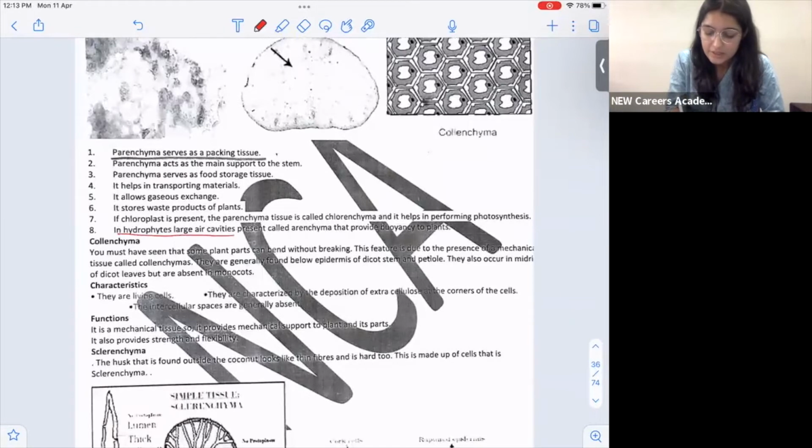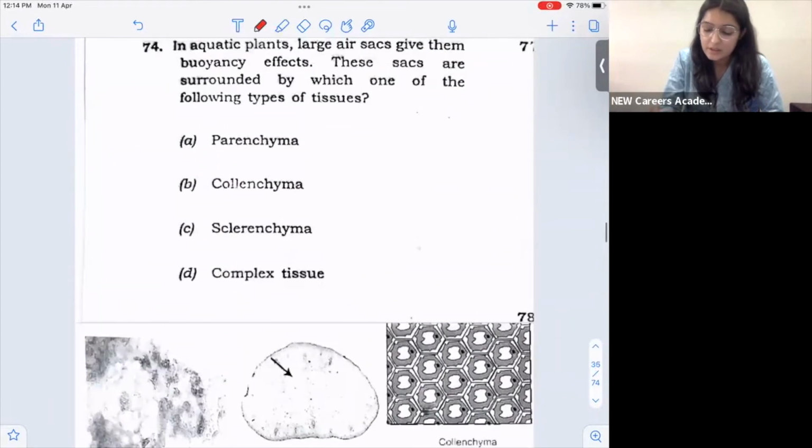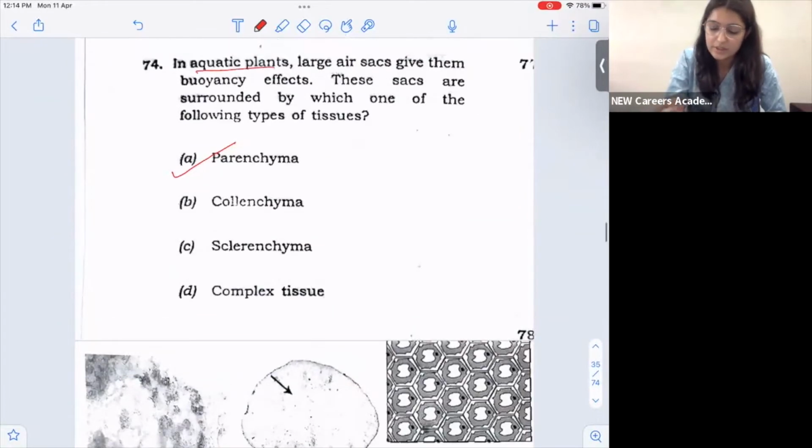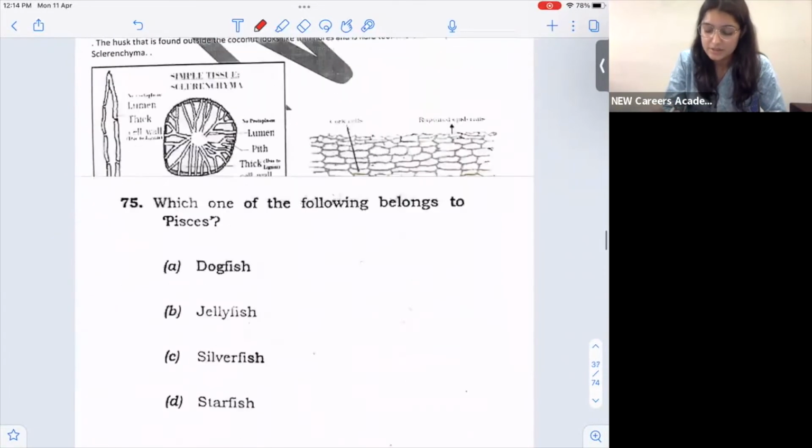In hydrophytes, large air cavities are present, जिन्हें एरेनकाइमा बोलते हैं. They provide buoyancy to plants. This एरेनकाइमा is a modified form of parenchyma. What would be the correct answer? Option A, parenchyma. Okay, hydrophytes are plants which grow in water. Aquatic plants. Parenchyma is the answer.